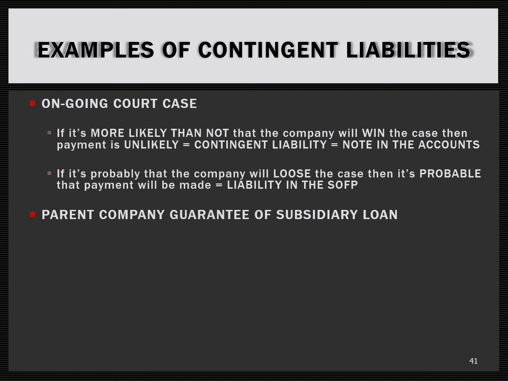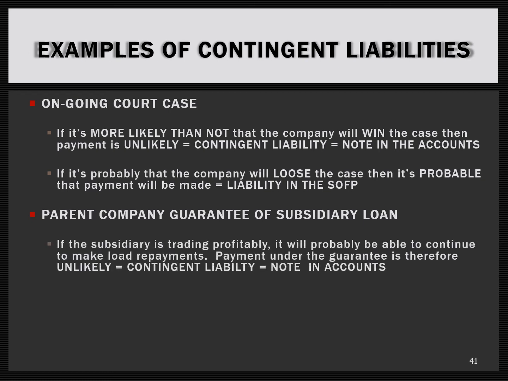Another example that I've mentioned before, parent company guaranteeing the loan of a subsidiary. Whether it's a contingent liability or an actual liability that goes in the balance sheet will depend on the position of the subsidiary. If the subsidiary is trading profitably, then it's likely that it's going to continue making loan repayments, and payment under the guarantee is therefore unlikely. Therefore, it's a contingent liability, and we don't include it in the balance sheet, but we disclose in a note to the accounts the fact that that obligation exists.